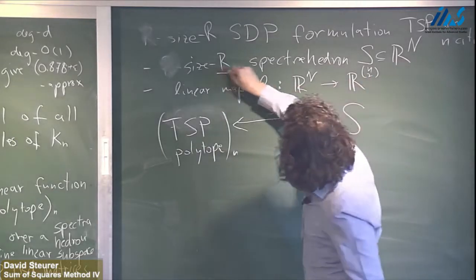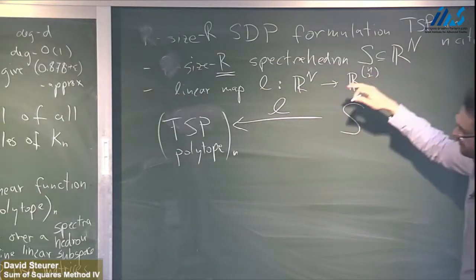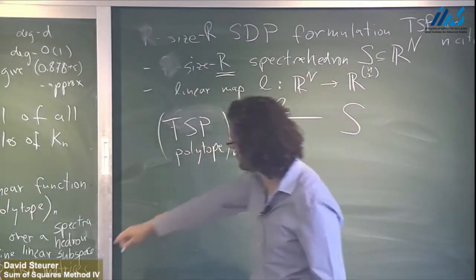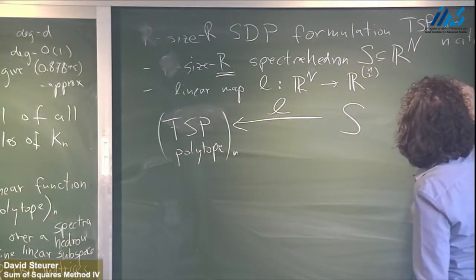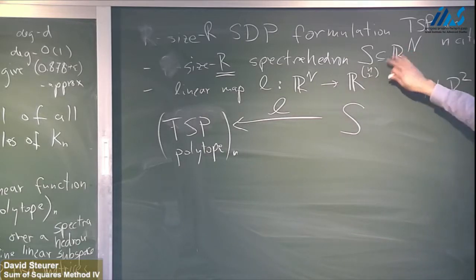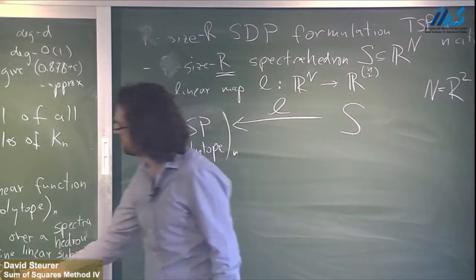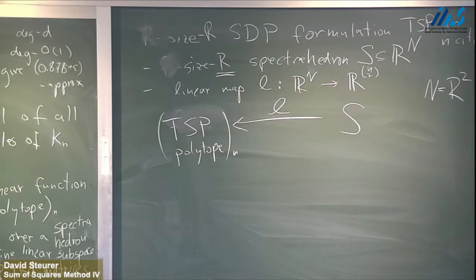No, R comes in as the size of the spectrahedron. Yeah, and okay, you're right. So the way I described this, capital N would be R squared. But on some level, that is not so important. What's important is that we talk about these R by R PSD matrices. Yeah, so that's right.